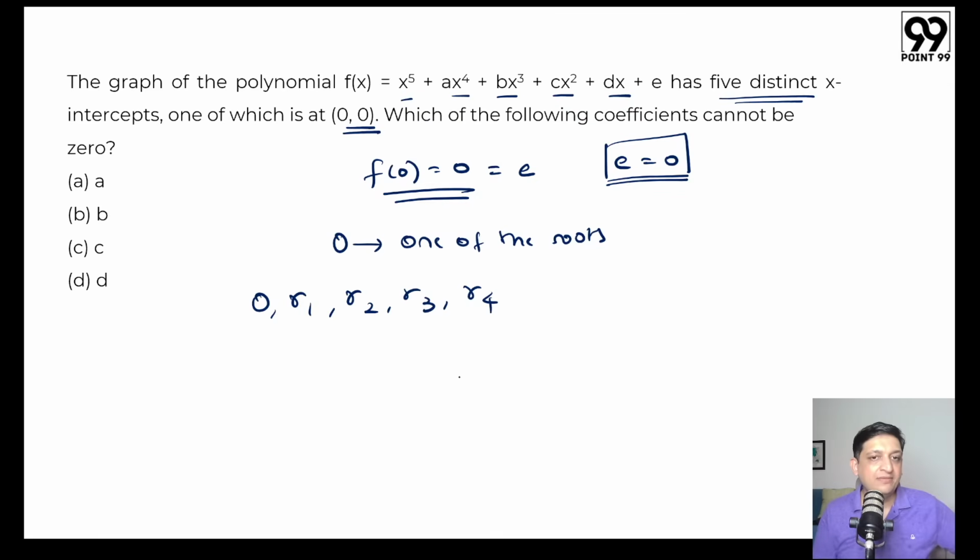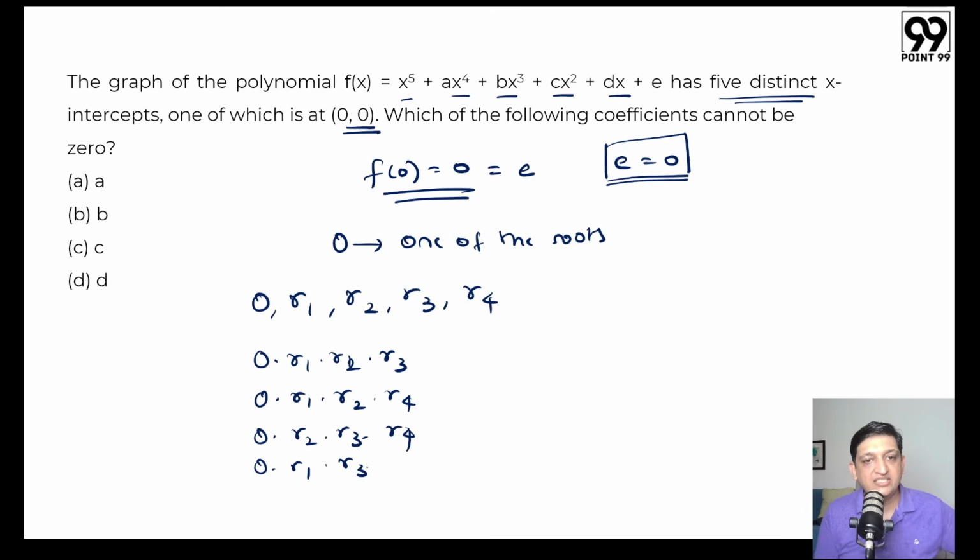Now, if you look at the kind of way in which we can write these roots, I will know that if I take 4 roots at a time, the product will be 0 into R1 into R2 into R3. This could be a combination of 4 roots, or I can have 0, R1, R2, R4, or I can have 0, R2, R3, R4, or I can have 0, R1, R3 and R4. So these 4 combinations will definitely give us 0, but the last combination R1, R2, R3, R4 should not be equal to 0.